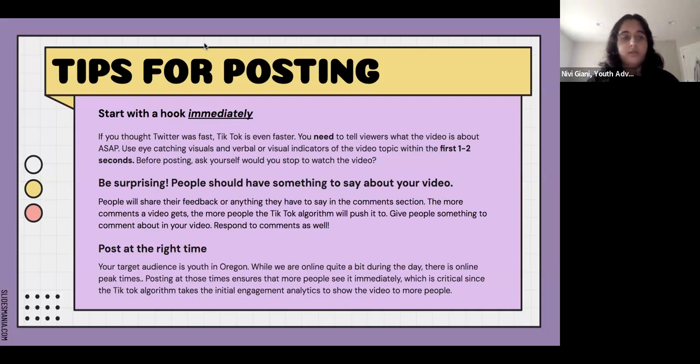Okay. So, tips for posting. When you're creating these short videos, you have to start with a hook immediately. Whatever short attention span people have on Twitter, cut that in half or a third for TikTok. You need to start with a hook immediately, otherwise people will just scroll past your video without a second thought. You need to tell viewers what the video is about ASAP so they can decide whether they want to watch it or not. And even if they're not interested in the topic immediately, using eye-catching visuals or verbal and visual indicators within the first 1 to 2 seconds may convince them to watch the video. And just the best litmus test for evaluating a good hook is ask yourself, would you stop to watch the video? And if the answer is no, then it's not good enough.